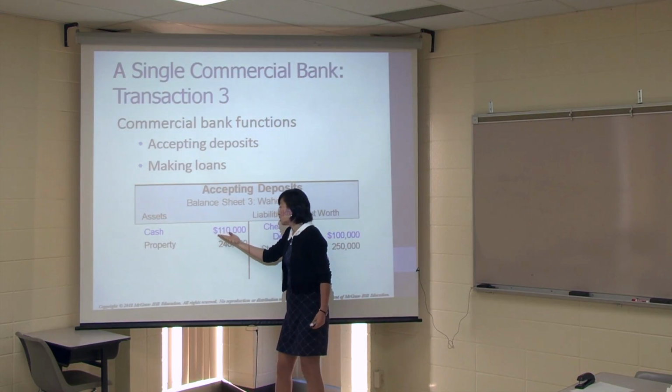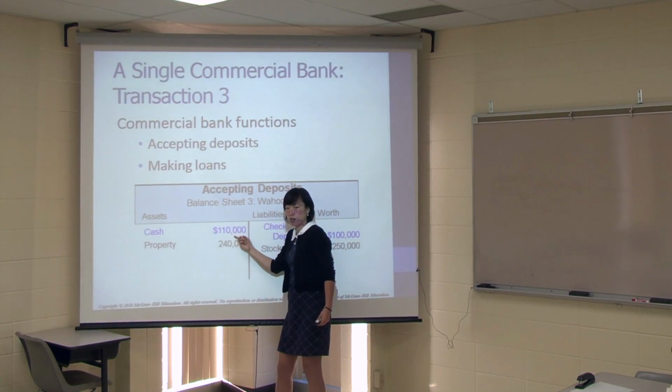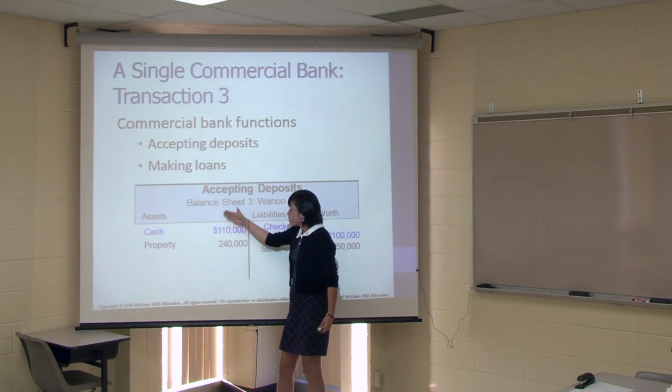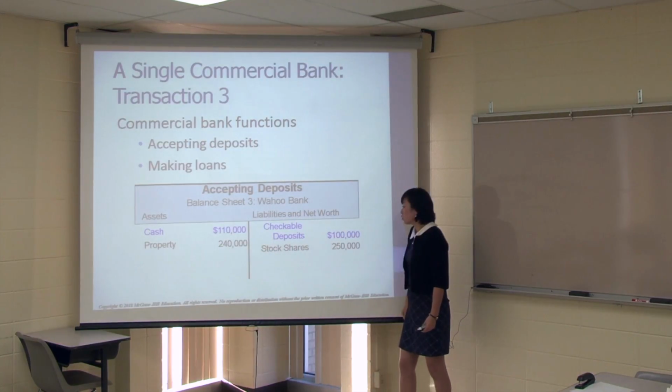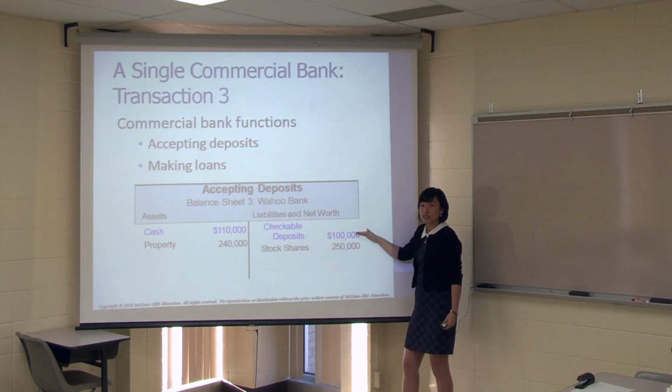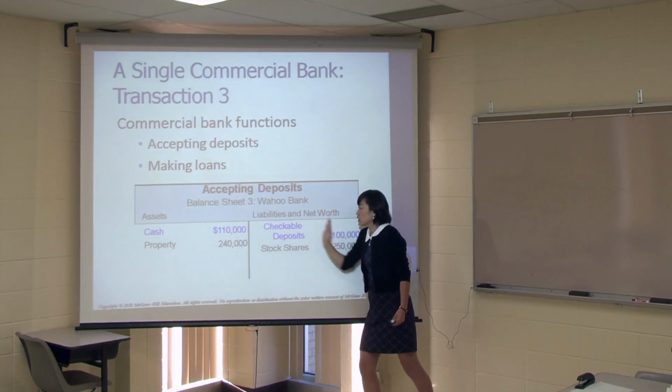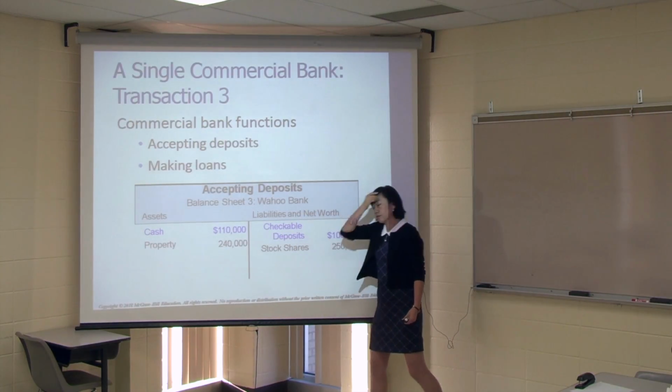Now you see our cash has increased to $110,000. Property is still $240,000. On the left side, we have $350,000. On the right side, we have $350,000. So the balance sheet is still balanced.